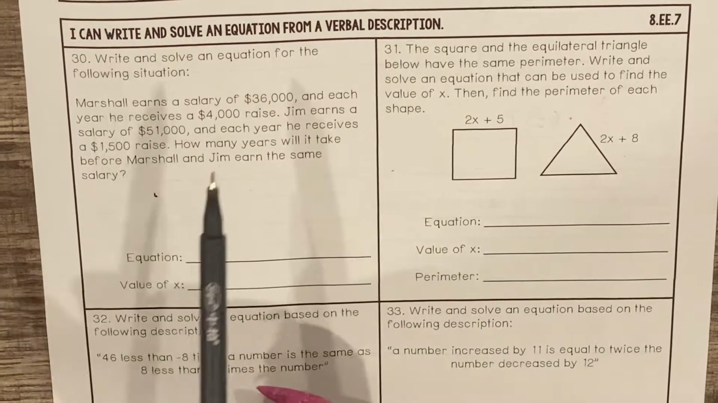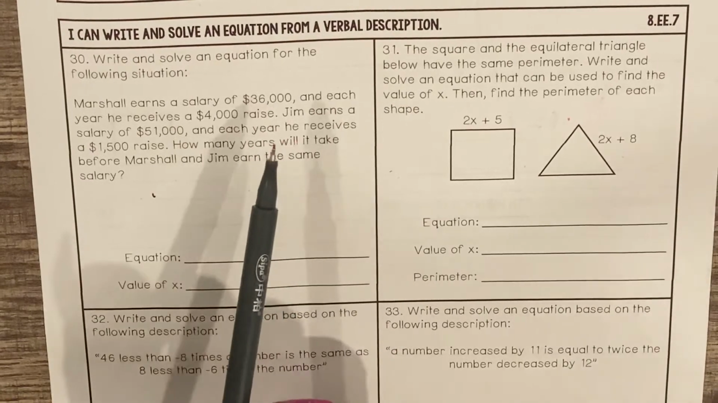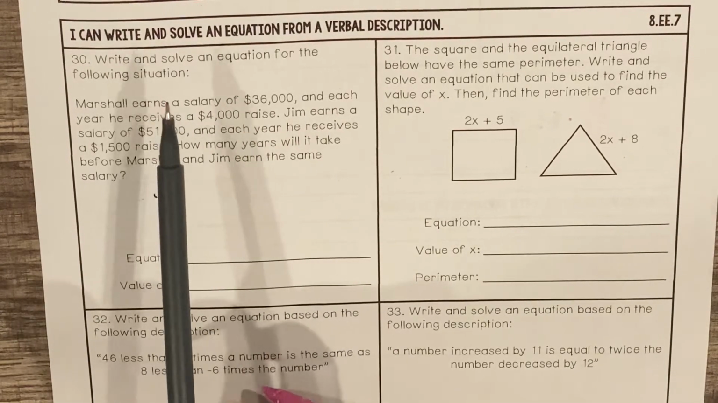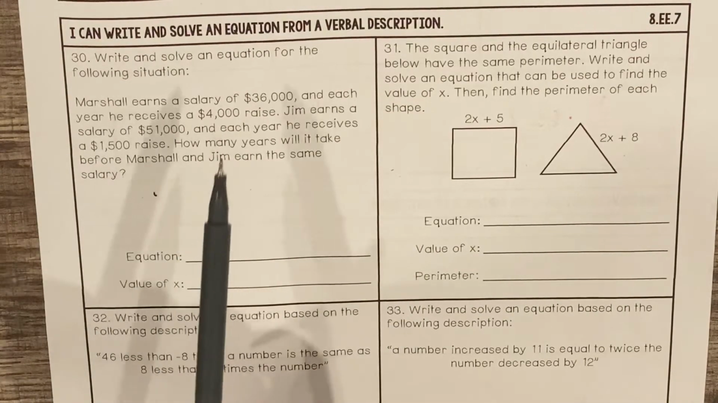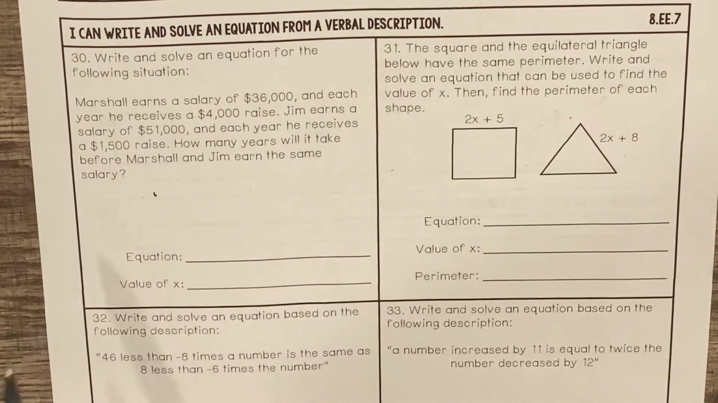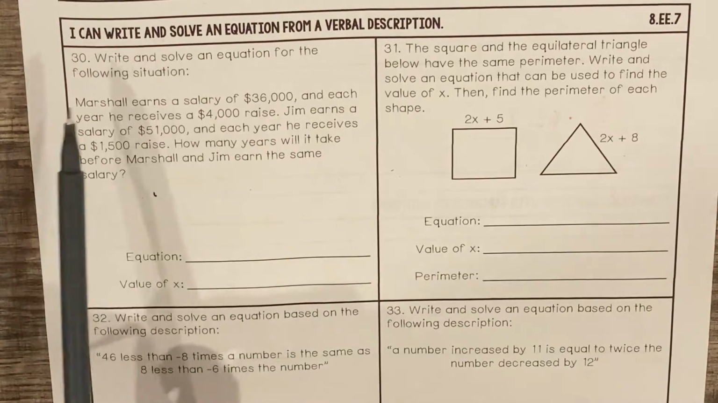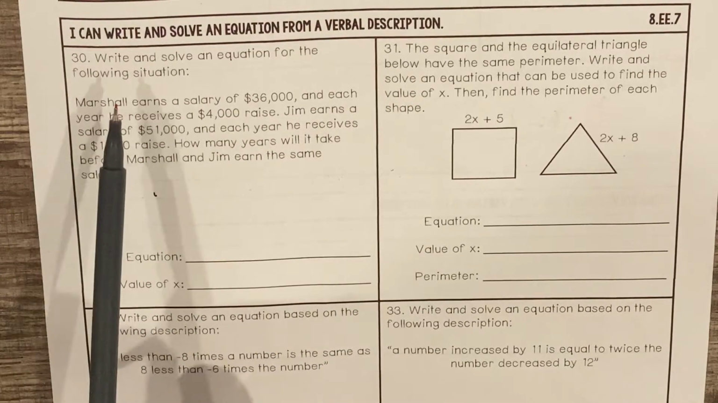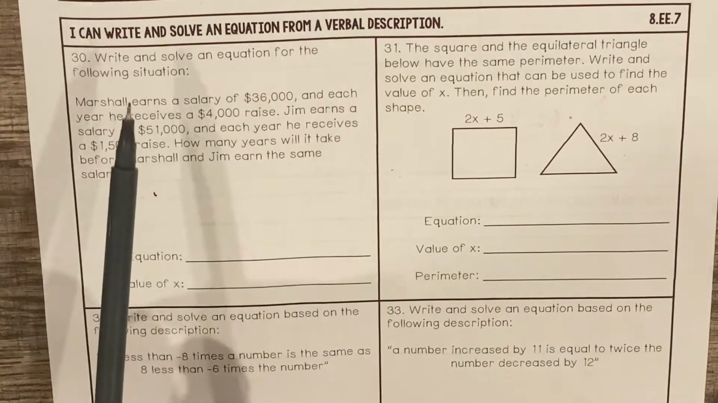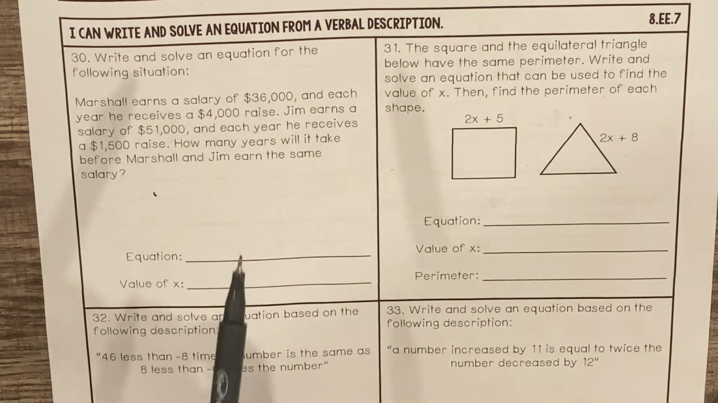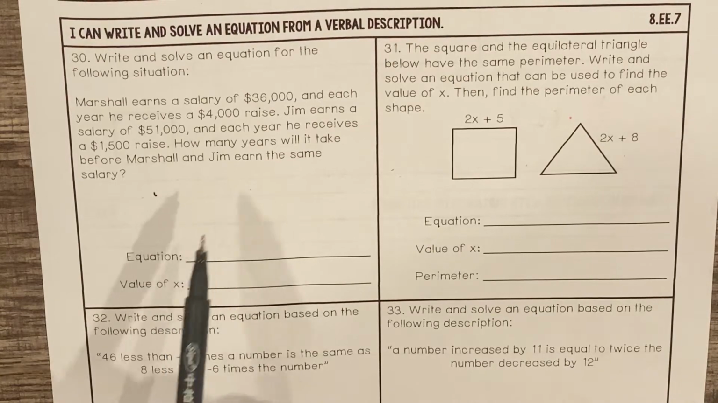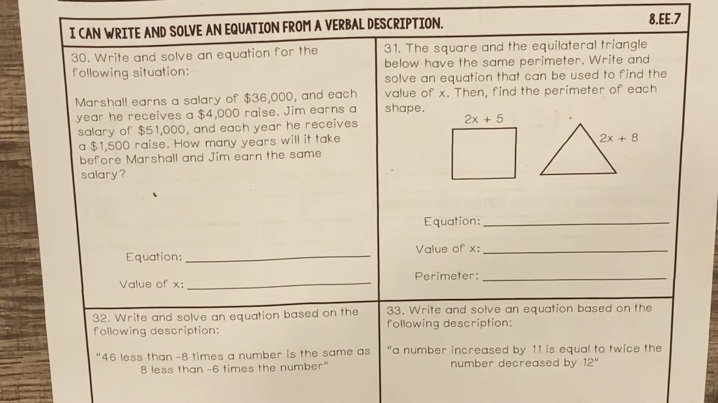So we're going to write and solve an equation for the following situation. When we're finished with this problem, the goal is to say, I can write and solve an equation from a verbal description. Okay, I know that might sound kind of confusing for some of you, and that's okay. If I reword it, it's saying I can write and solve an equation by looking at a word problem. And this is when we talk about those real world situations.